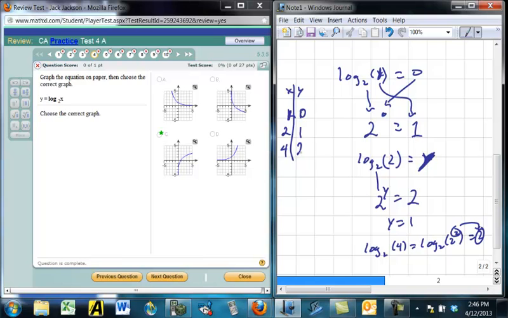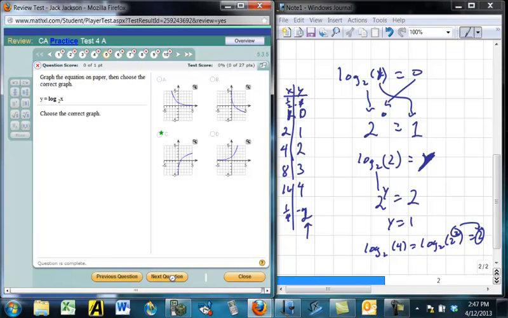So it goes through 4, 2, and then 8, 3, and 16, 4, and so forth. 1/2, negative 1. 1/4, negative 2. There we go, because the y is the logarithm. It is the power. And then this is what you get here. Okay, good. That's that one there.